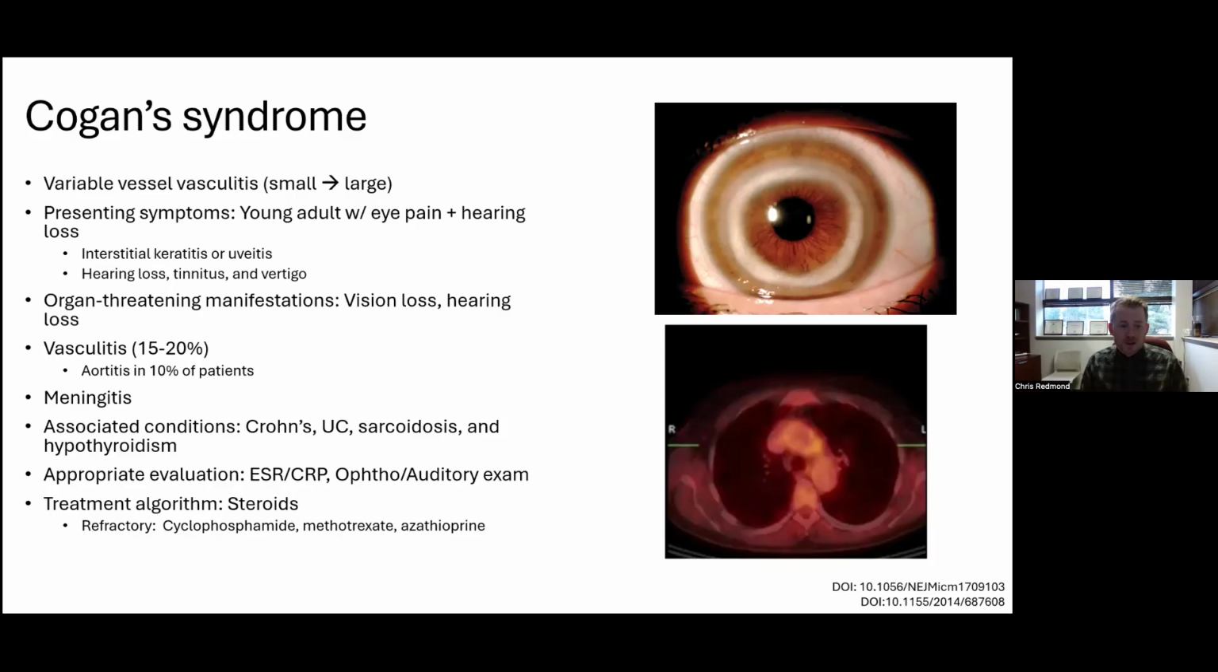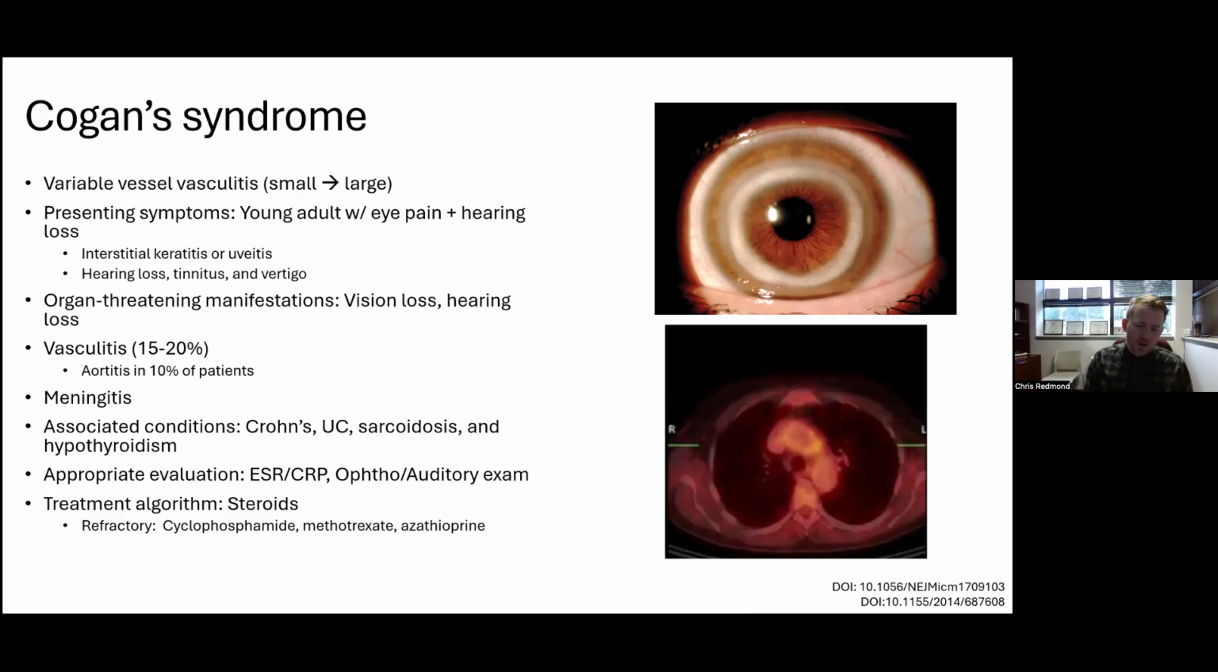You can have vision loss or hearing loss, and actually a good proportion of these patients can have vasculitis. About 10% will have aortitis, which is what you can see here on this PET scan. This is a patient with Cogan syndrome. You can see they have just inflammation surrounding the aorta. It can be associated with Crohn's, ulcerative colitis, sarcoidosis, and even hypothyroidism, which I was shocked to learn, actually, but there are some associations there as well.